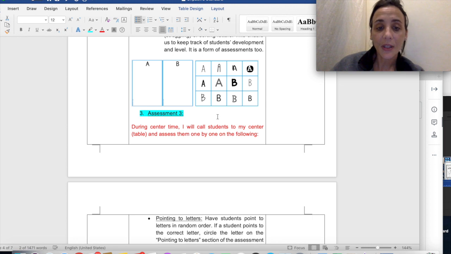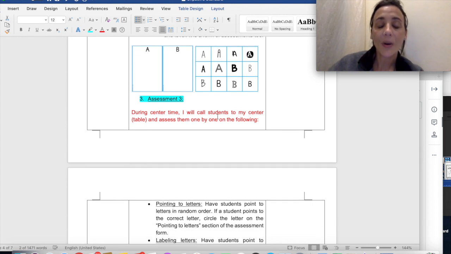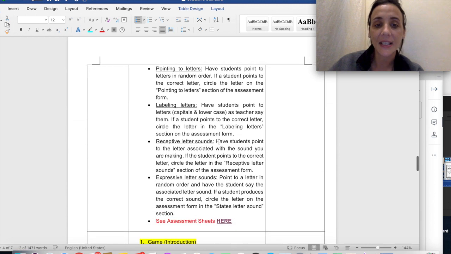This afternoon on day 3 and day 4 during center time, which is usually after nap time, our center time is an hour. I would have an individual center. I would call students one on one and then I would assess them in specifically 5 areas.